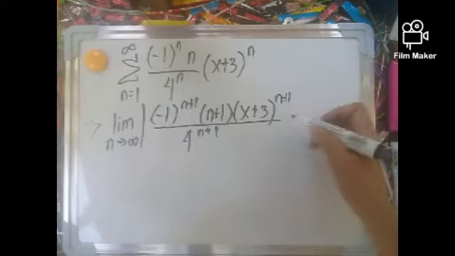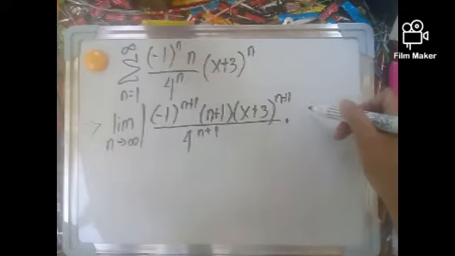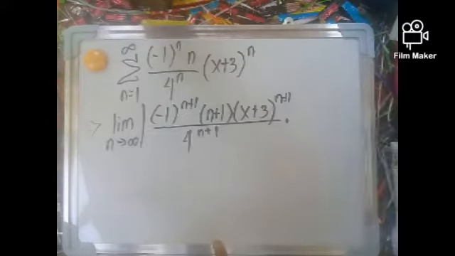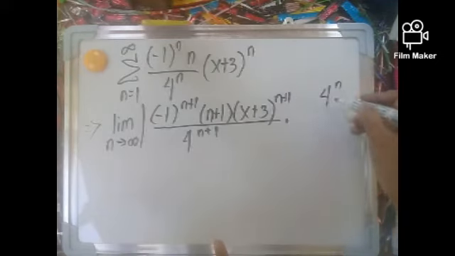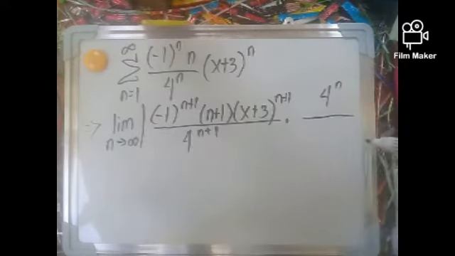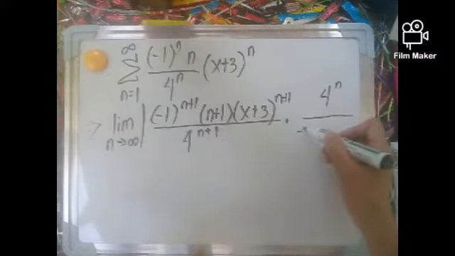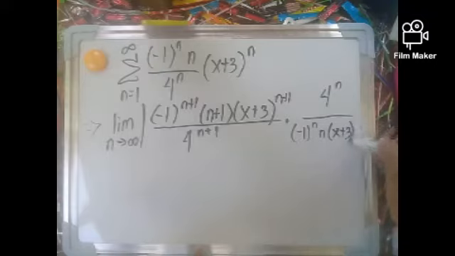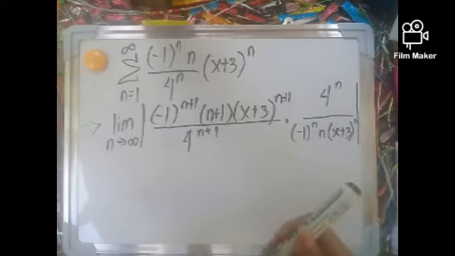And then, ita-times natin siya sa reciprocal ng given. So, we have 4 raised to n over negative 1 raised to n times n times (x plus 3) raised to n. And don't forget the absolute value.